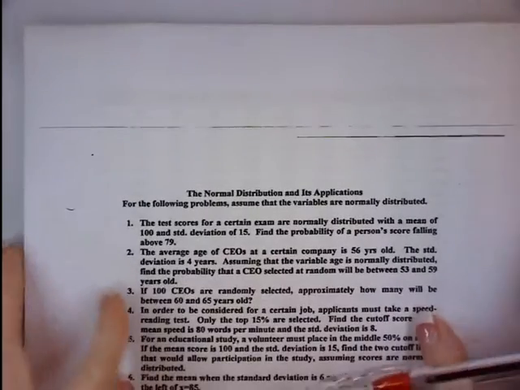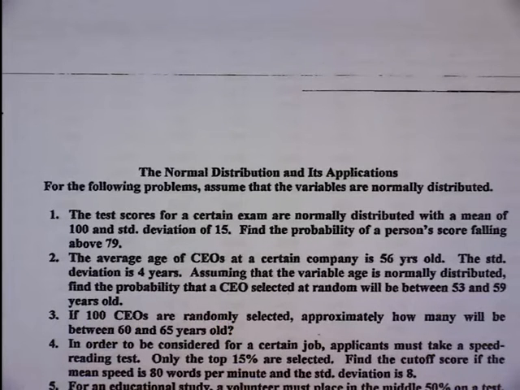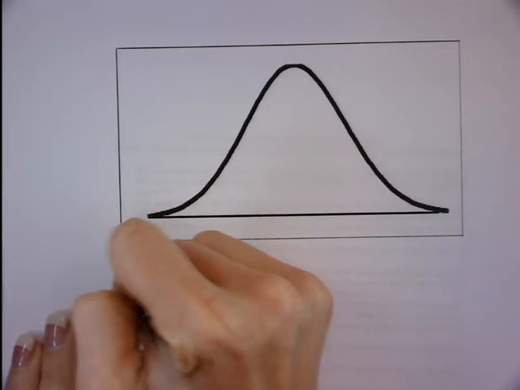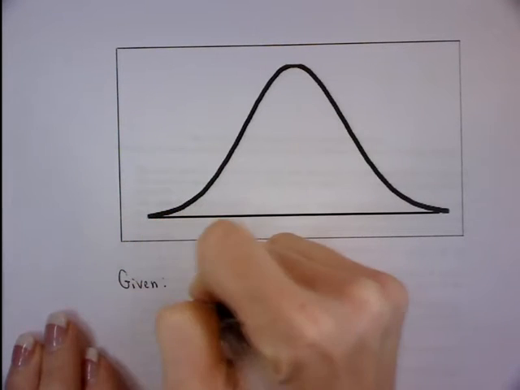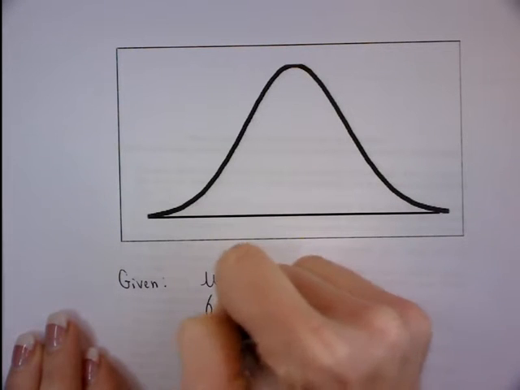Question number 1. And let me enlarge this so you can see it. The test scores for a certain exam are normally distributed with a mean of 100 and a standard deviation of 15. Find the probability of a person's score falling above 79. So this is what we would do. We would write down what was given and what they asked us to find and then draw the picture. This is standard process for any word problem. Given: the mean of a distribution of test scores is 100 and the standard deviation is 15.